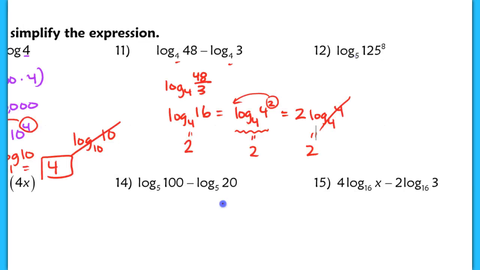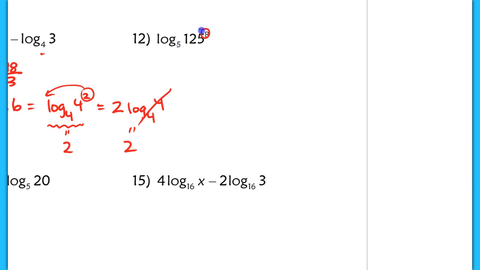Now I'm going to write number 12 and bring this 8 out in front. So I'm going to write that as 8 times the log base 5 of 125. Now 125 is the same as 5 cubed, so this is 8 times the log base 5 of 5 cubed. And from here I notice that this just drops, right? This is 1, so I have 3. So this is 8 times a value of 3, which is going to give me 24.